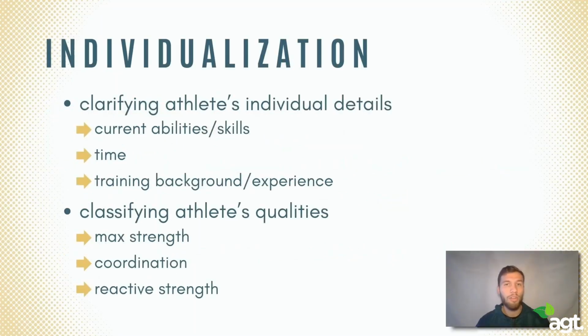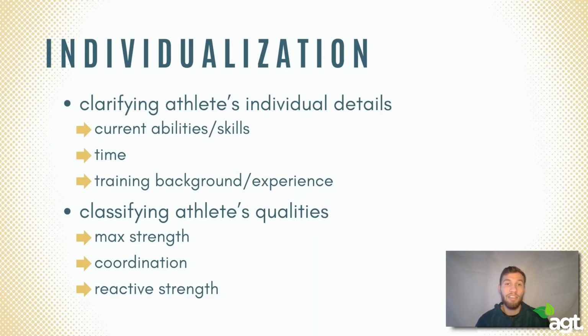In order to create individualized training programs, first of all, we need to clarify the individual details about the athlete. That includes the current abilities, the current skills, how good is the athlete exactly. That's why it's very important to track the progress and to keep testing over time, to keep checking for improvements and for the progress that's being made.